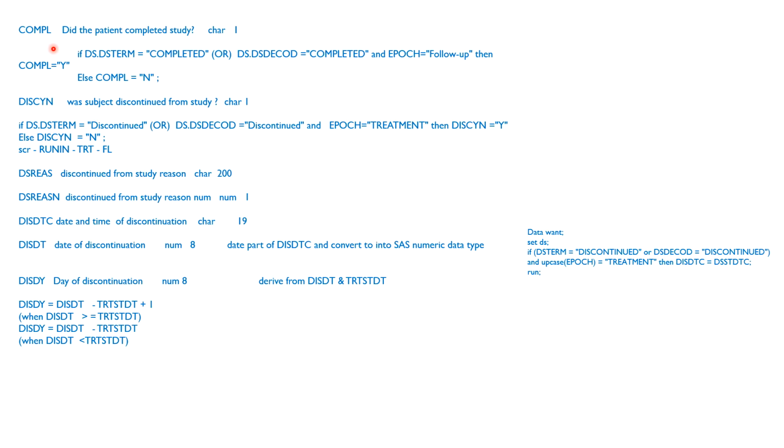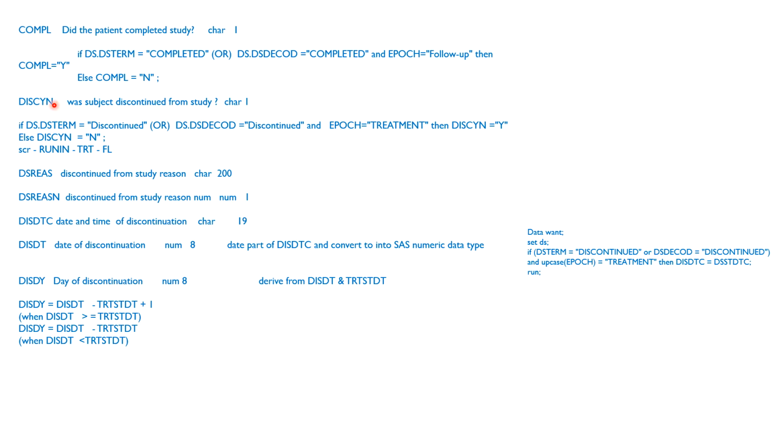Here CMPL is nothing but completion date and completed study. Did the patient complete the study, yes or no? That data we need to capture. Already we have created a completion flag, right? In the same way, this derivation also. Okay, so like if DS term equal to completed or DS decode equal to completed, and epoch equal to follow-up, then completion flag is equal to Y, or else N.